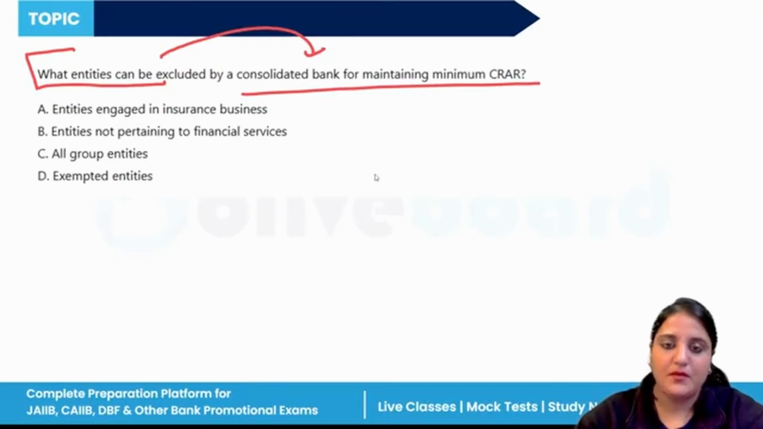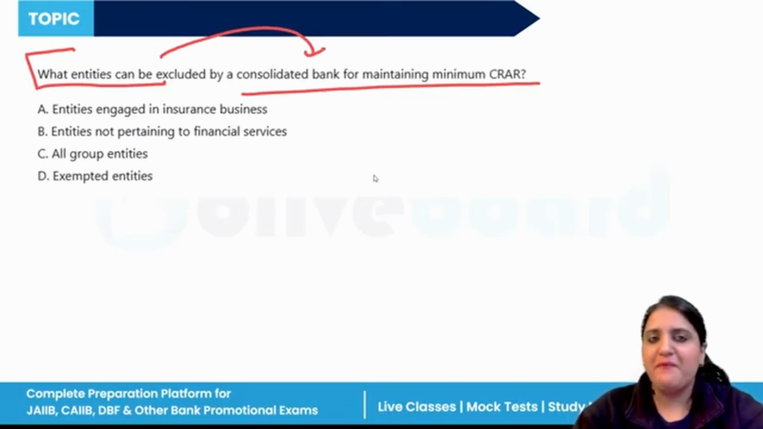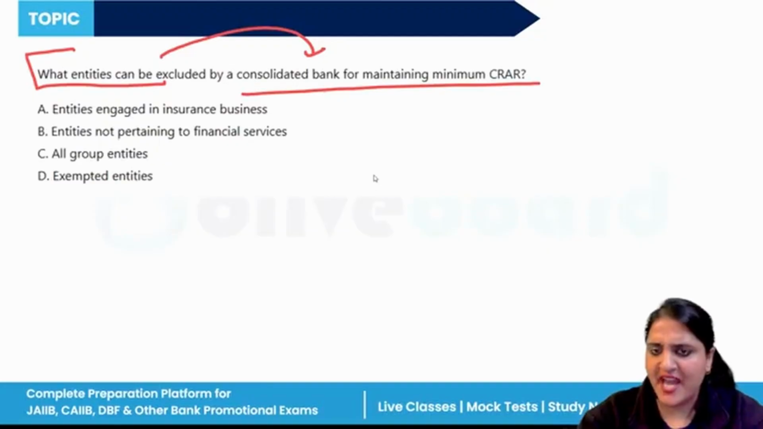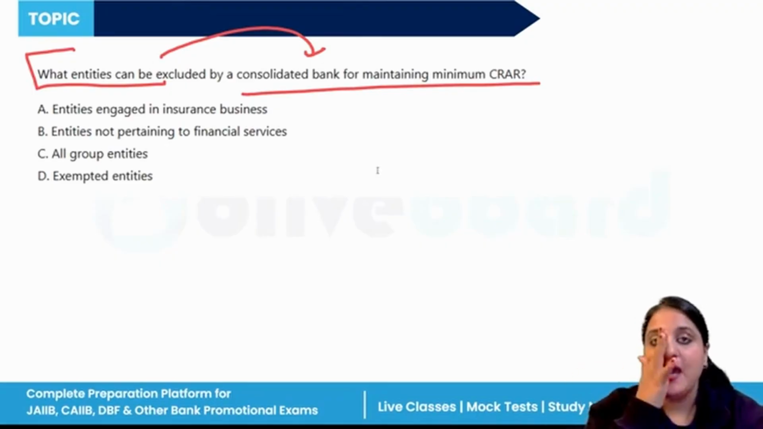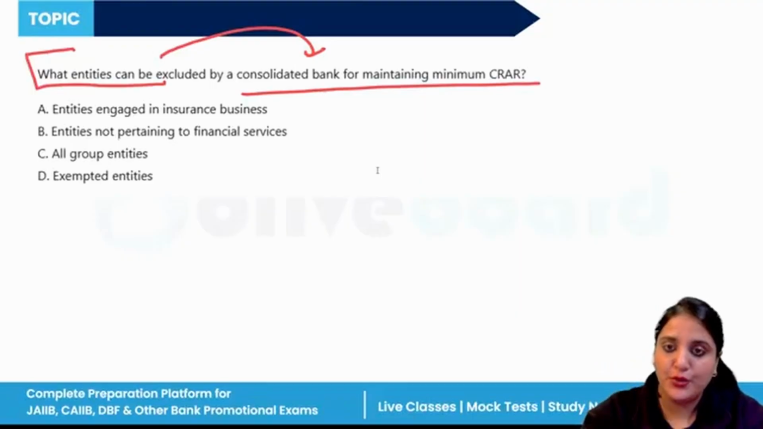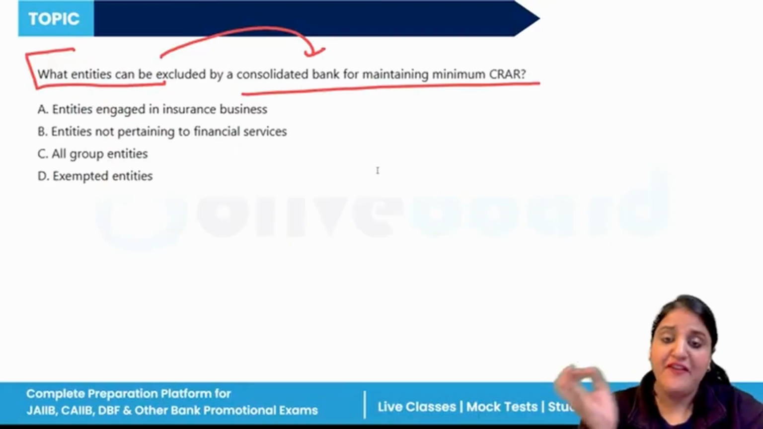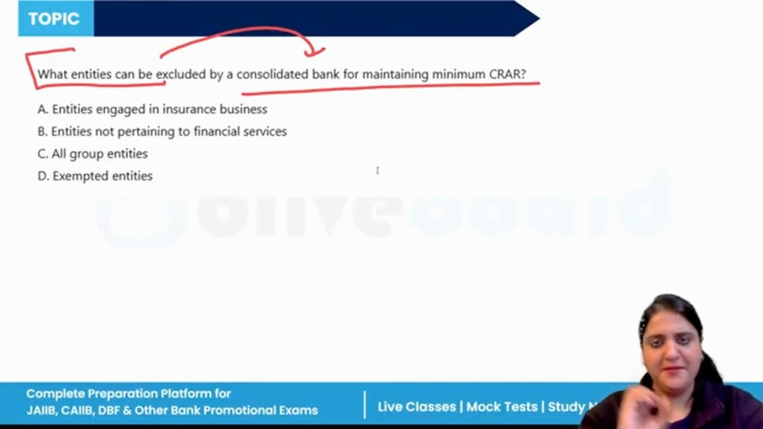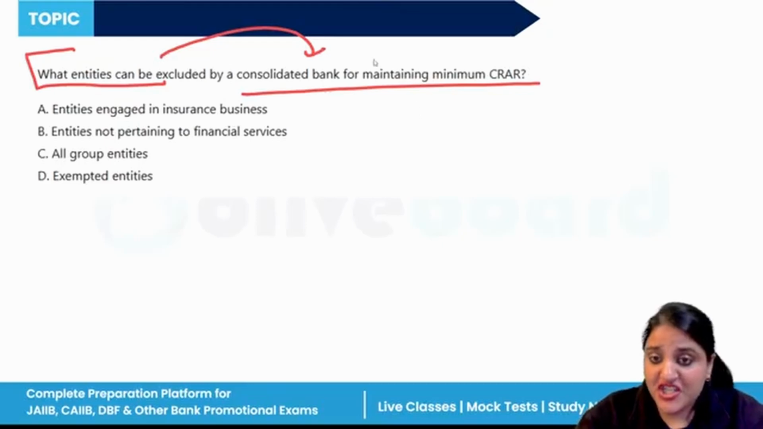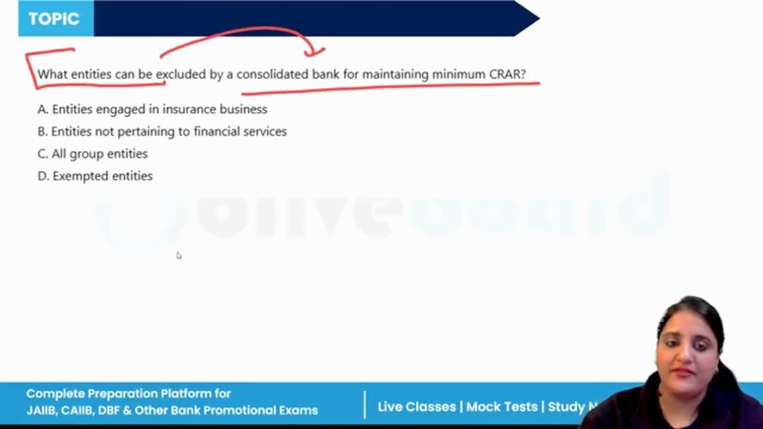See, here we can say, if a bank owns a manufacturing company or a hotel business, should these be included in the CRAR calculation? No. For capital adequacy purpose, these types of entities can be excluded. For maintaining minimum CRAR, a consolidated bank can exclude those entities which are not related to financial services. If an entity is non-financial, it may be excluded. But financial service entities are always included.